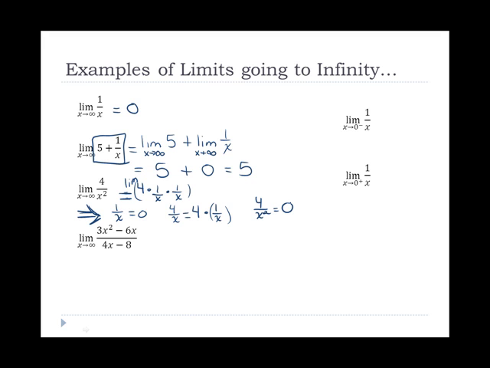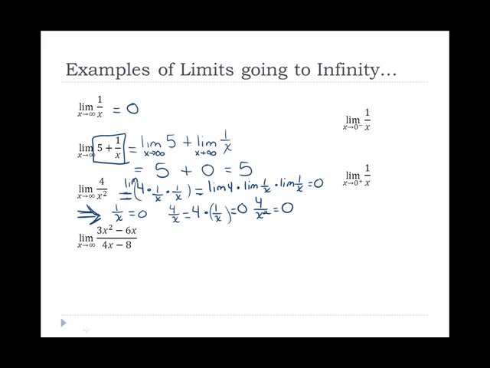But if you don't like to think about it in that way, then just go with breaking it into pieces. And so we do the limit of 4 times the limit of 1 over x times the limit of 1 over x. And the limit of 1 over x is 0, and 0 times anything is 0. So all of these arguments are why it's 0.